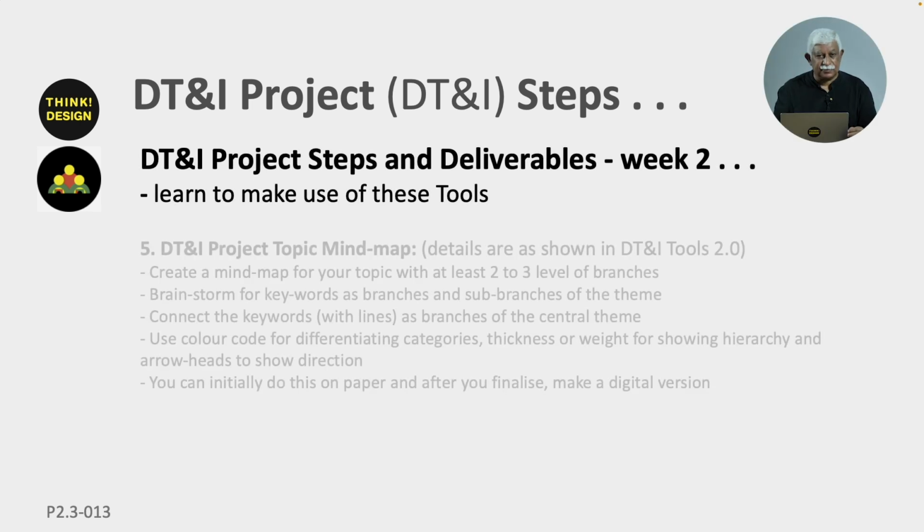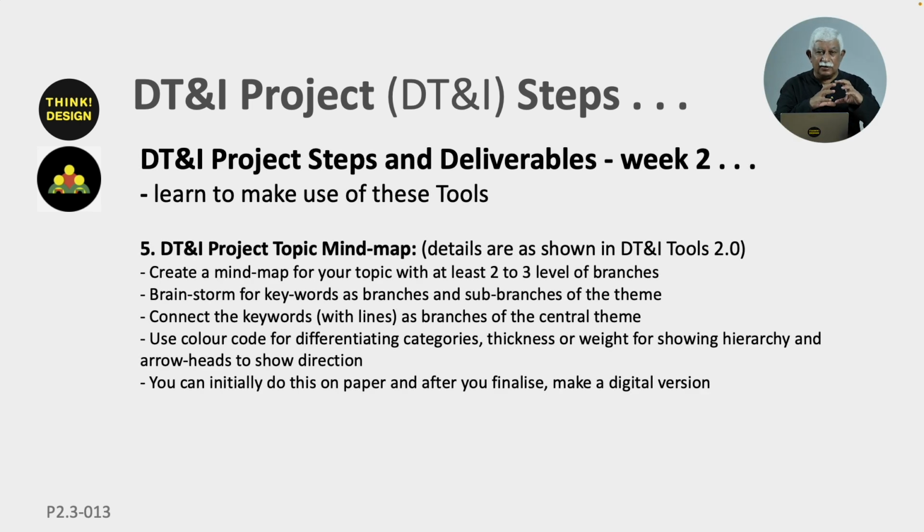These are the further steps. This week you would have done the mind map. So, create the mind map of your topic with at least 2 branches. 3 branches would be extremely good, but try. That's very important. You need to brainstorm for these keywords as branches and sub branches of the theme. If you can connect the keywords to the central theme, nothing like it. You can use color codes, thickness or weight of the line, and arrowheads to show direction of the information flow.